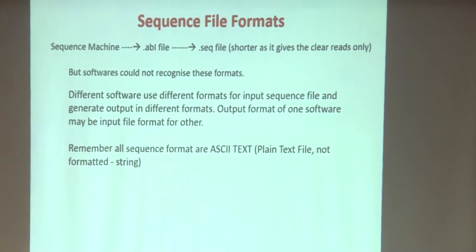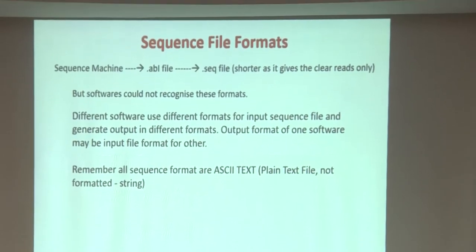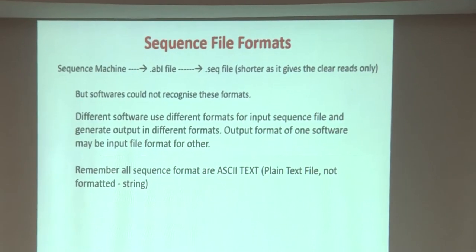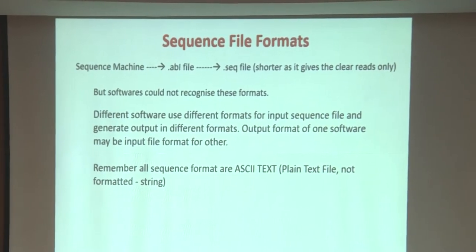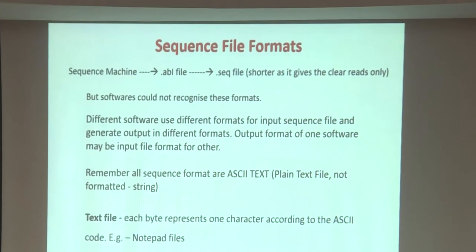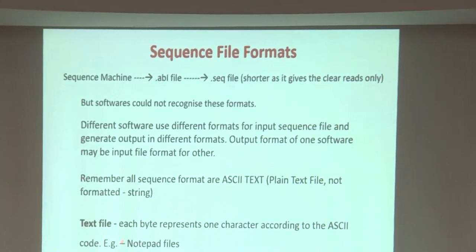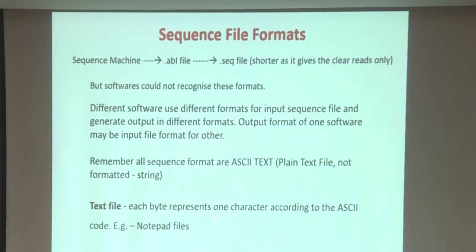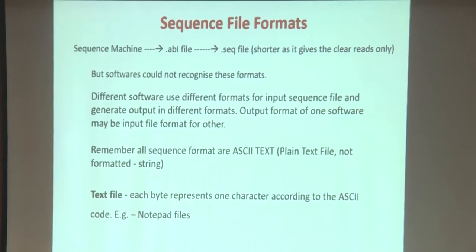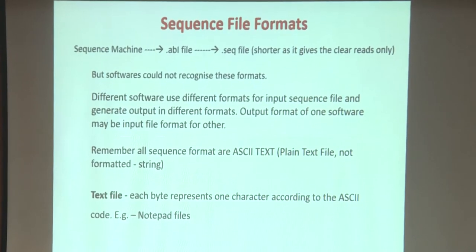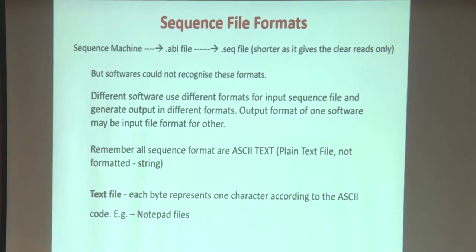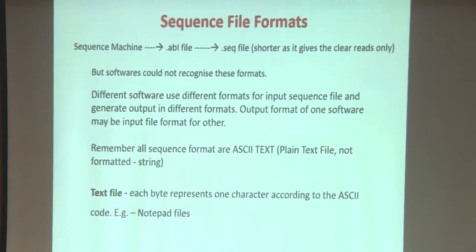So what do you mean by this ASCII text file? And what we are doing for Word and other things, they are also files. So what is the difference? In a text file, each byte represents one character. Computer programs recognize bytes. So one byte means one character. If you type A, that means it is one byte. For example, a notepad file.